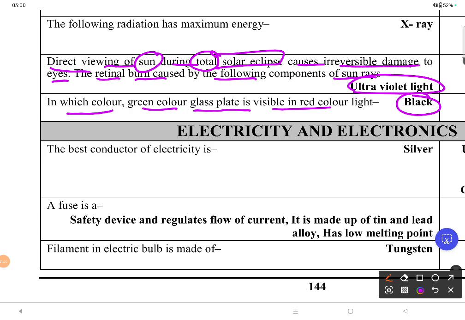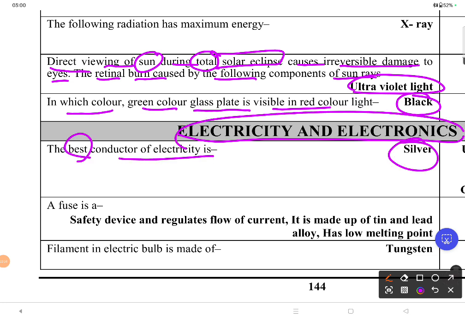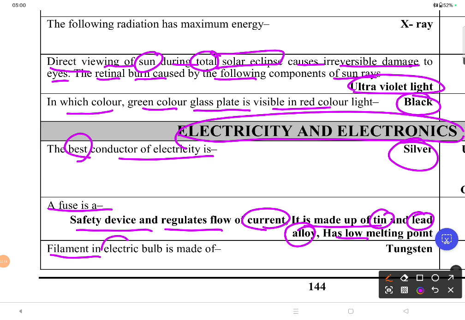Now move on to the next chapter, that is electricity and electronics. The best conductor of electricity is silver. A fuse is a safety device and regulates the flow of current. It is made up of tin-lead alloy, which has a low melting point. The filament in an electric bulb is made of tungsten.